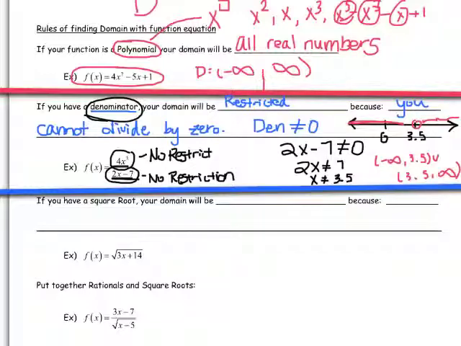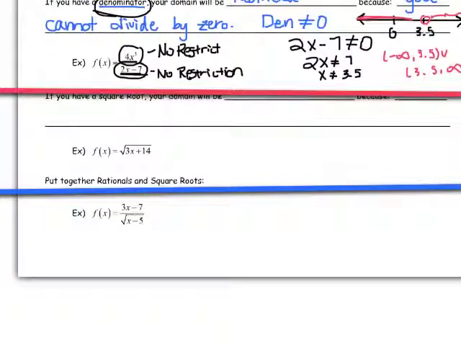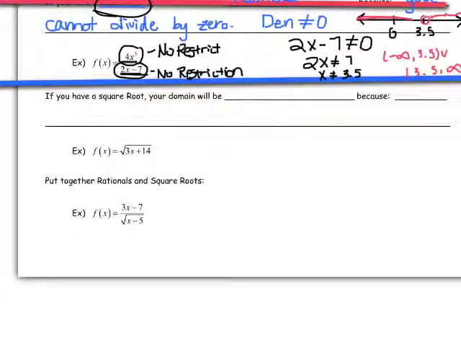All right, last one. If you have a square root, your denominator will be restricted. And now it's due to the square root. So we talked about this yesterday. The restriction for square roots, why does that come about?